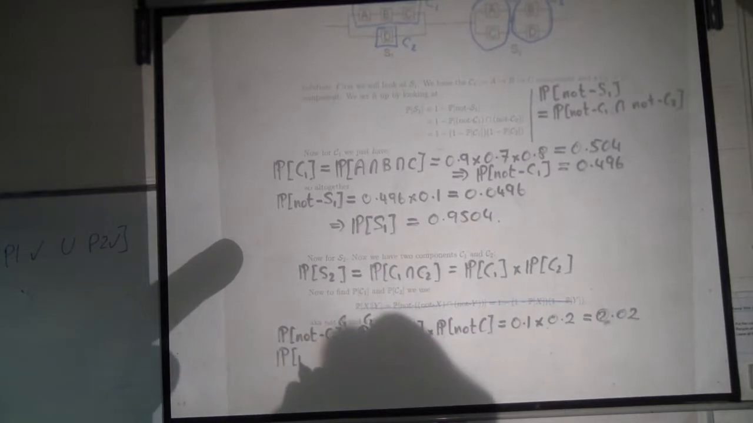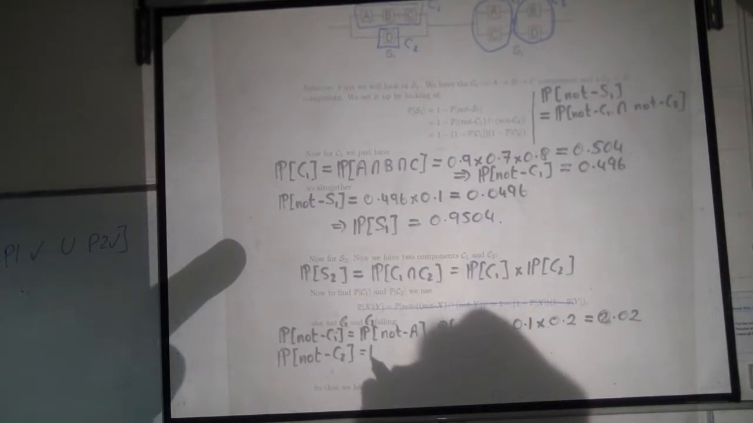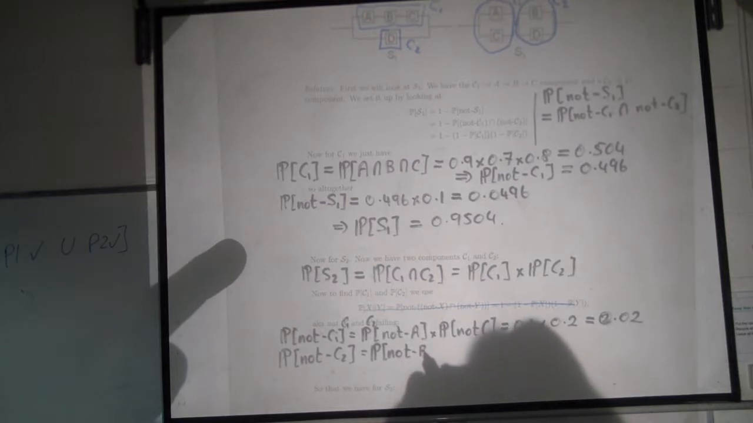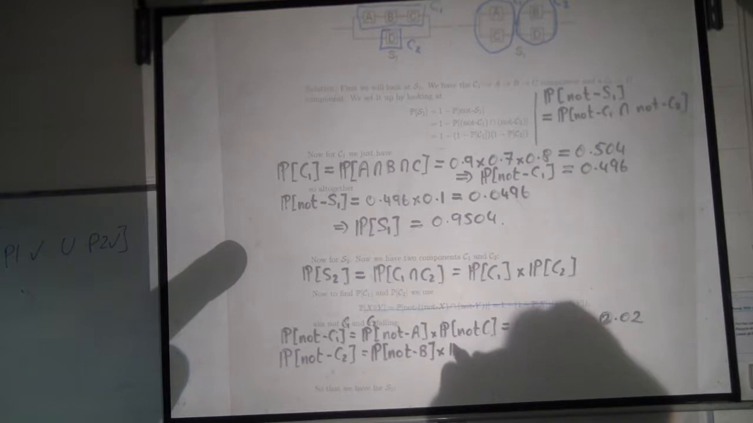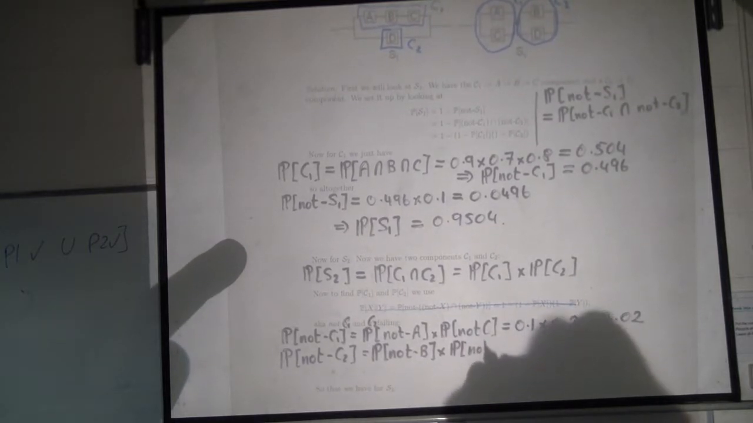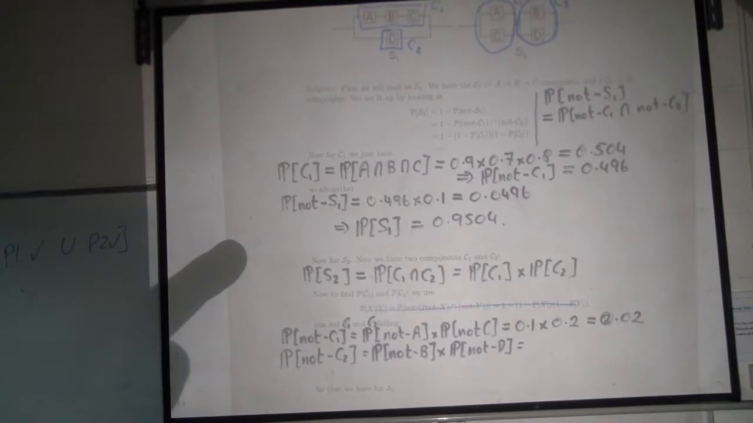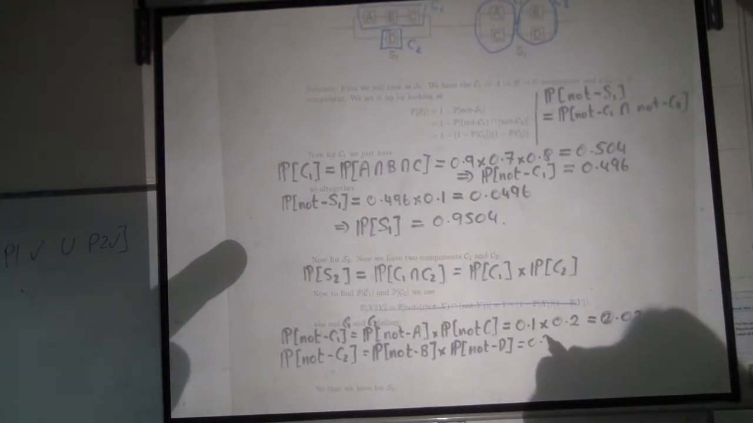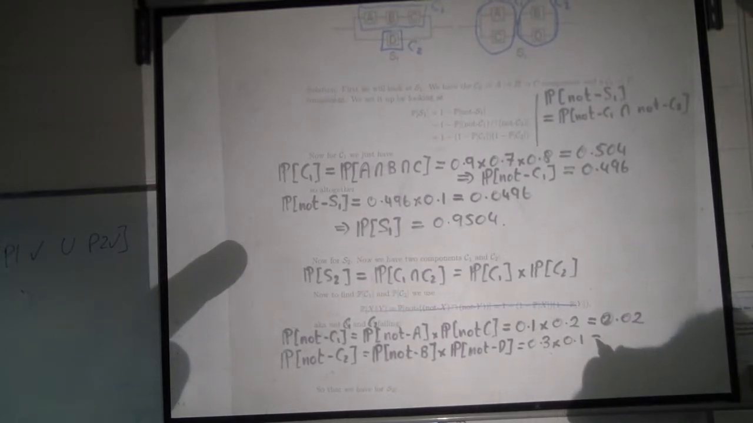And probability of not C2. So C2 fails if B and D both fail. So again, just for space, we're going to do not B and not D, and means multiply. What's the probability of B failing? 0.3. And D failing? 0.1. So that's coming out as 3%.